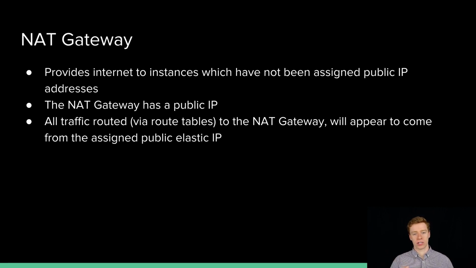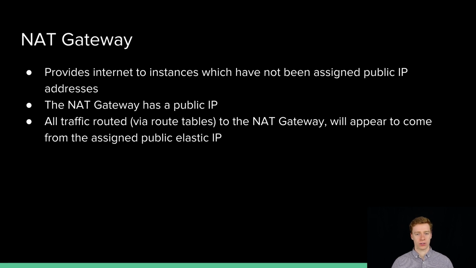The NAT gateway provides internet access to instances which don't have an assigned public IP address. In the console you can see that you have your private IP address and maybe an assigned public IP address. For that instance to access the internet, it will have to go out via a NAT gateway, and you can do that in the route table, where again you would have 0.0.0.0/0, and you'd point that towards your NAT gateway. The NAT gateway has a public elastic IP address, so you can reassign that to different things. And by being assigned that public IP address, any traffic that goes through that NAT gateway will appear from that public IP address.